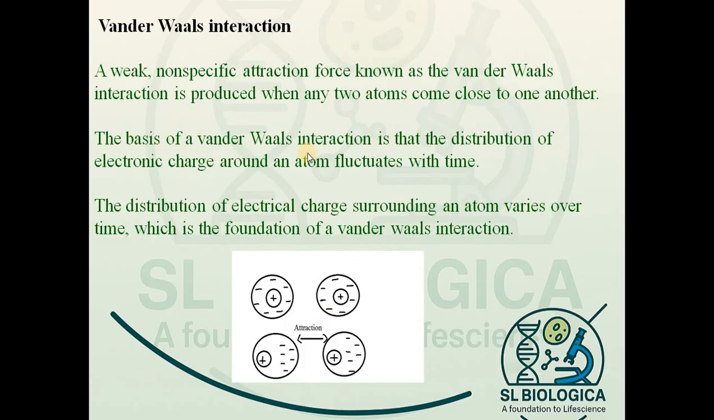The basis of van der Waals interaction is that the distribution of electronic charge around an atom fluctuates with time. So basically, when atoms come close together, they develop an interaction known as van der Waals interaction. The basis of this interaction is the distribution of electronic charge surrounding these atoms, so based on the distance between the atoms, it may vary.